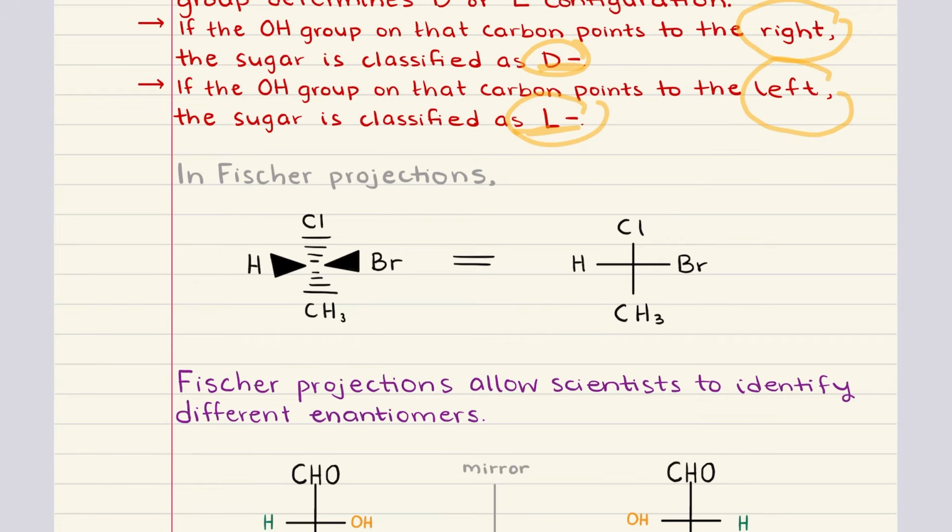And as a reminder, in a Fischer projection, the vertical lines represent bonds that are going into the page. So these are drawn like dashed lines. And the horizontal lines, those represent bonds coming out of the page. So we draw them as wedges. So whenever you look at a Fischer projection, remember, vertical is into the page, horizontal is out of the page.